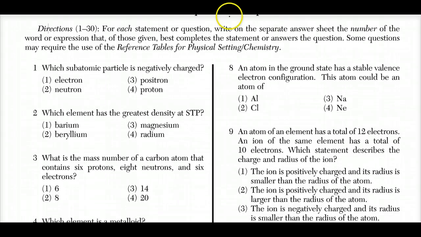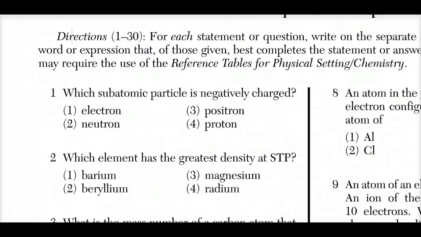All right, so number 1. Let's make it nice and big. Which subatomic particle is negatively charged? Well, you're dealing with basic subatomic particles that we deal with in this course: electrons, neutrons, and protons. A positron is a piece of antimatter, which is the opposite of an electron.